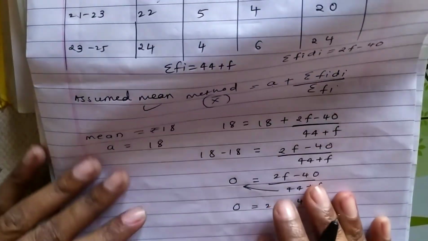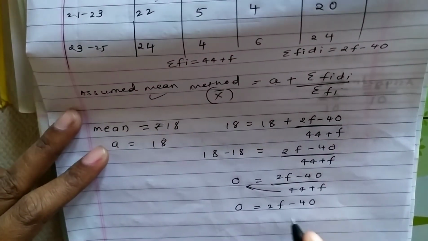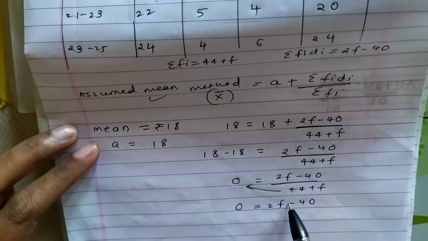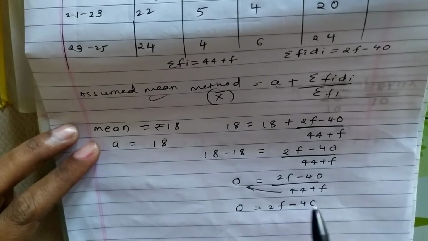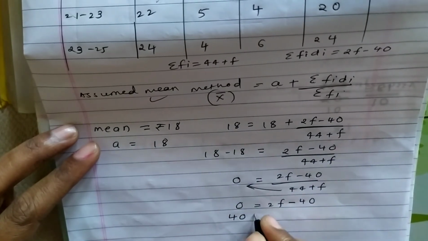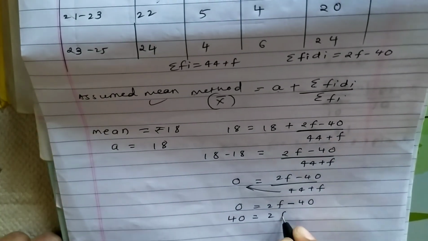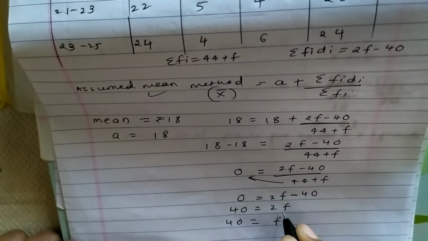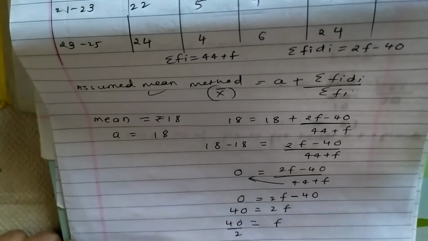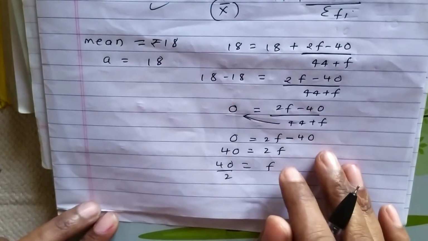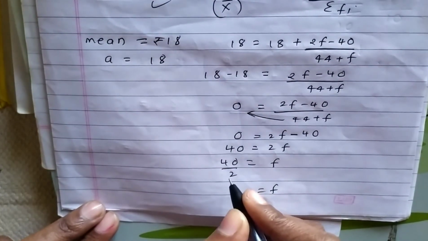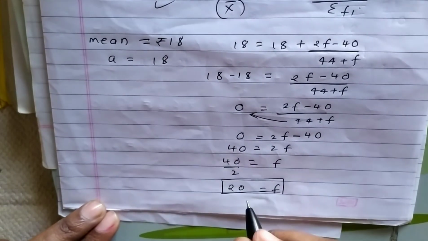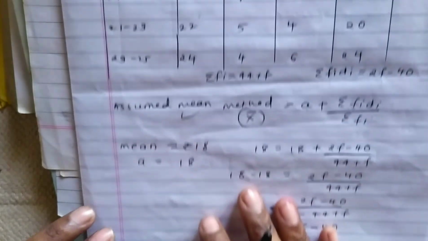So all the rest we will shift to that side. First we will shift minus 40 because this is a different term. Terms are separated by plus or minus. So minus 40 will become plus 40 when we shift to this side. 2f remains. Now f you want, so 2, which is multiplied with f, shift to that side. Then we'll get the answer as 40 divided by 2, that is 20. And this f is what? The unknown frequency. So f is 20.